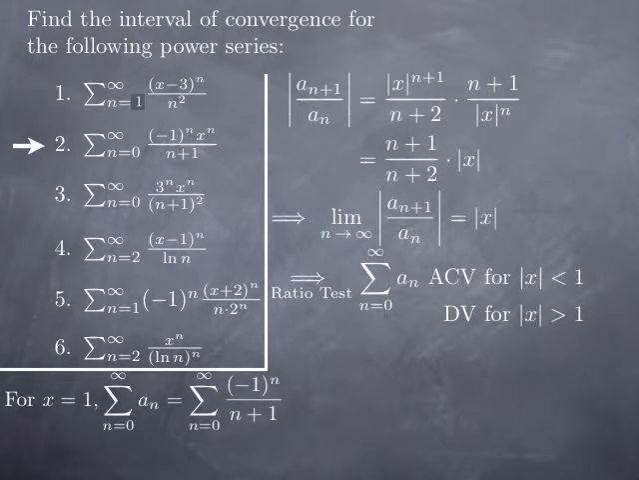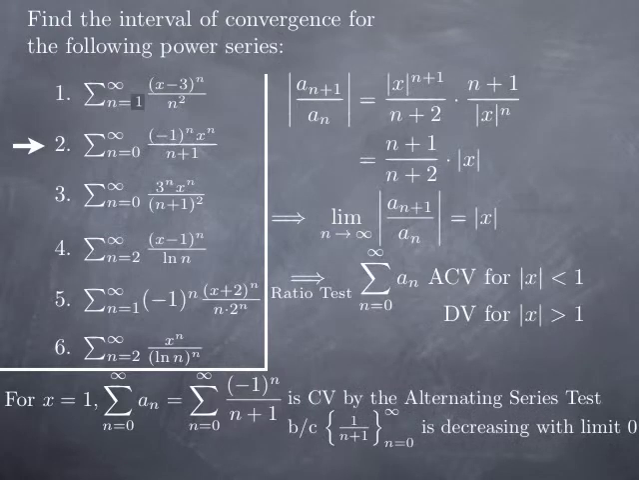And specifically for x equal 1, if I plug x equal 1 in my series, x to the n becomes just 1, so we are left with a series from 0 to infinity of (-1)^n divided by n plus 1, which is clearly a convergent series by the alternating series test, because the sequence of absolute values of the terms, 1 over n plus 1, is decreasing with limit 0.